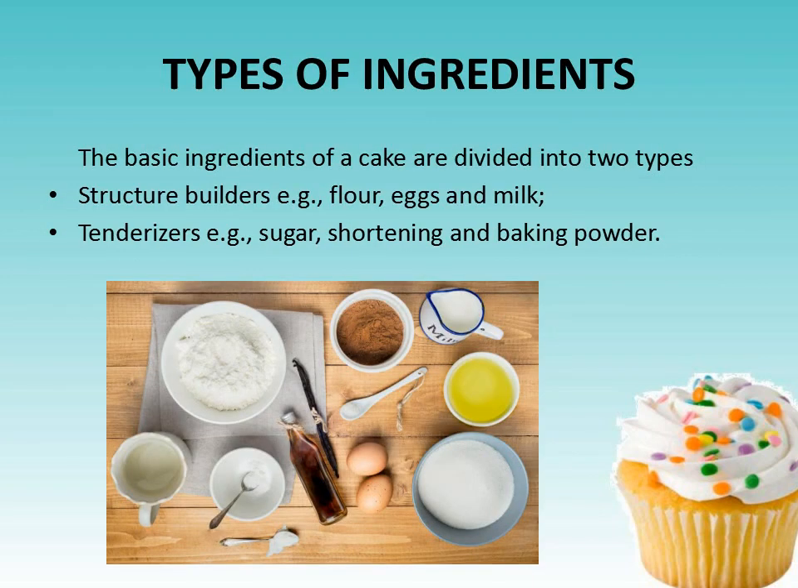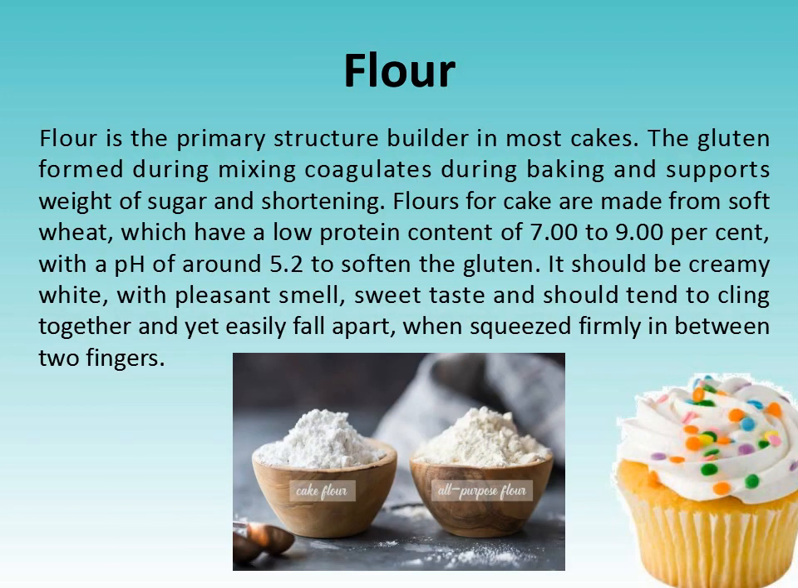The basic ingredients of a cake are divided into two types: structure builders, for example, flour, eggs and milk; and tenderizers, for example, sugar, shortening and baking powder. Flour is the primary structure builder in most cakes. The gluten formed during mixing coagulates during baking and supports the weight of sugar and shortening.